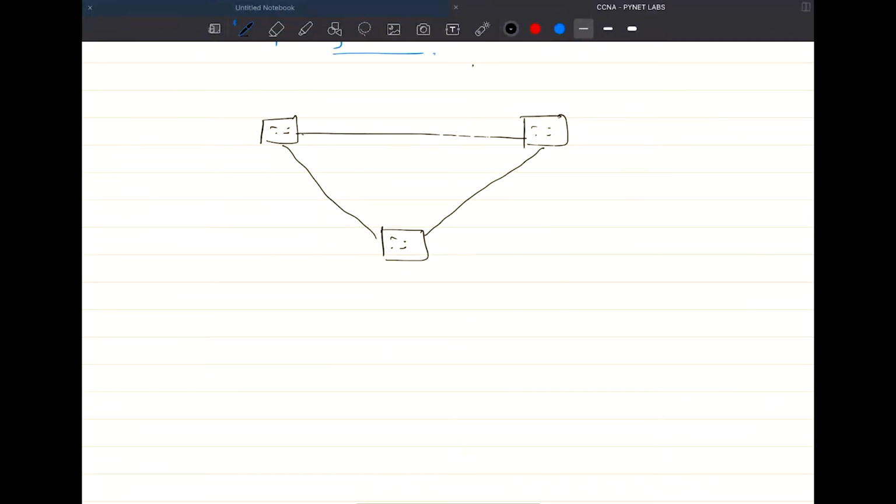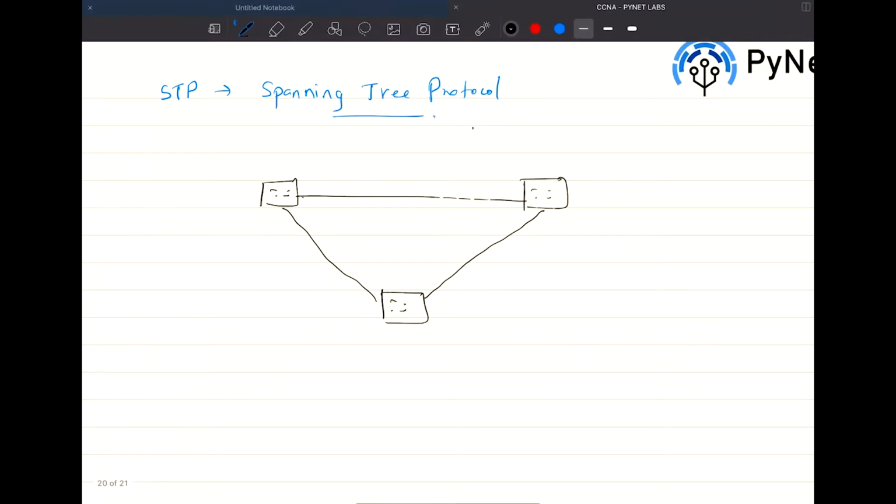And the interface names that they are having work like this. So you have FA0/1 and FA0/2. Then you have FA0/1, FA0/2, and you have FA0/1, FA0/2.